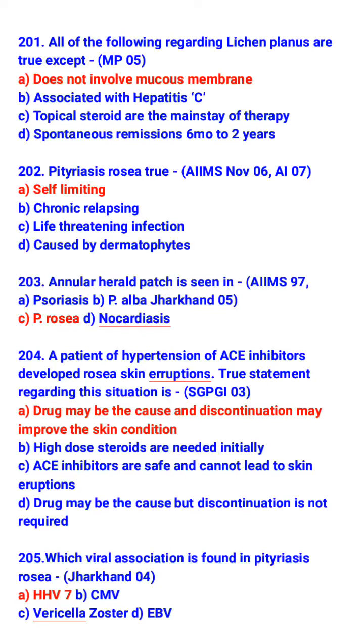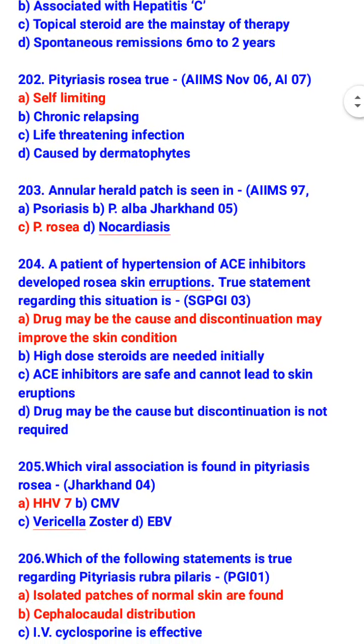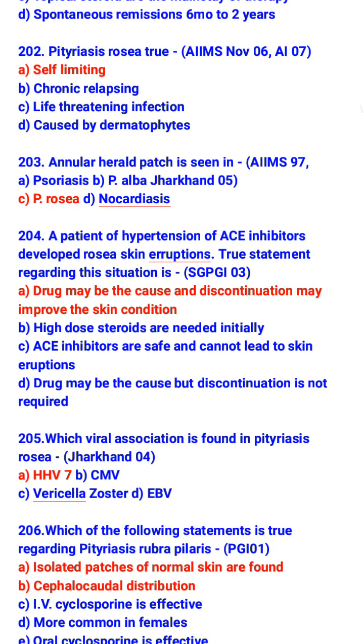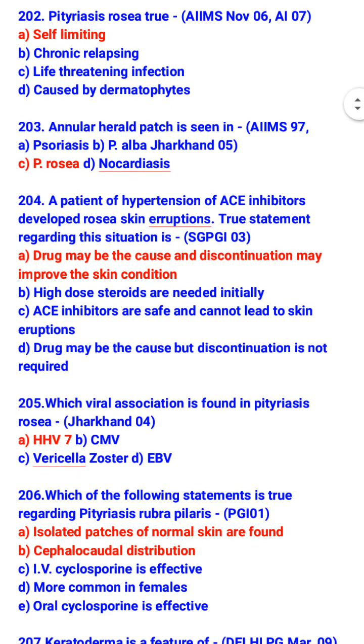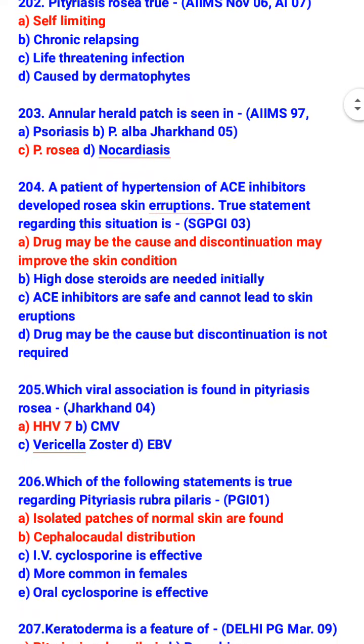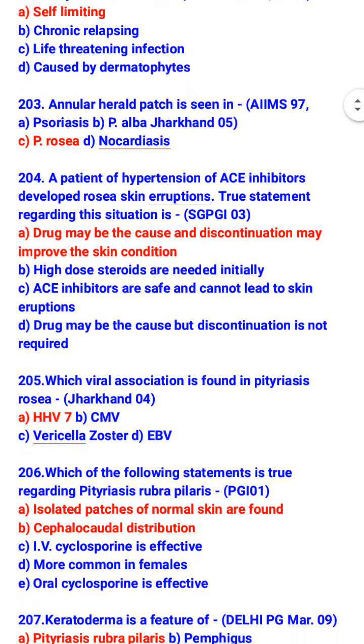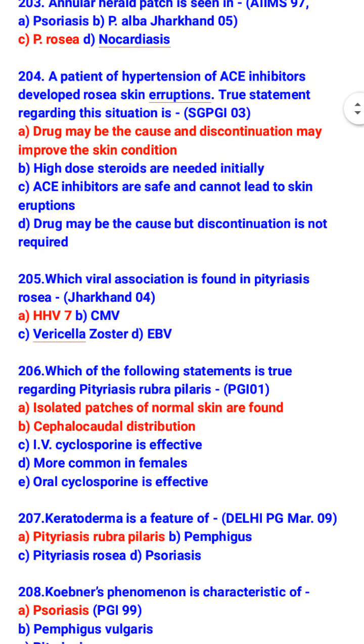Pityriasis rosea, true is it is self-limiting. Annular herald patch is seen in pityriasis rosea. A patient with hypertension on an ACE inhibitor developed a rosea skin eruption. The true statement regarding this situation is the drug may be the cause and discontinuation may improve the skin condition.